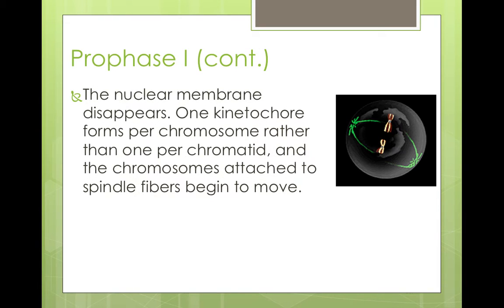Prophase 1 continues, the nuclear membrane disappears just like it did in mitosis. A kinetochore forms per chromosome rather than per chromatid. A kinetochore is what we call the sticky portion of the centromere that attaches to the spindle fiber.